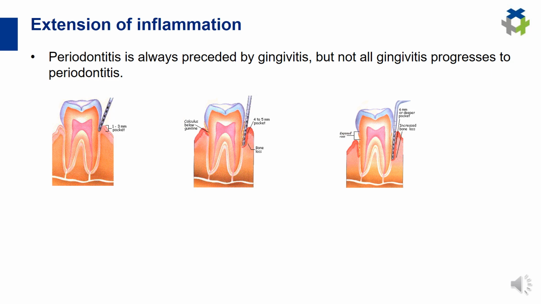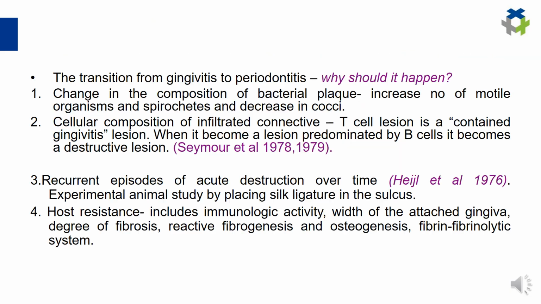How does the extension of inflammation take place? Periodontitis is always preceded by gingivitis, but not all gingivitis progresses to periodontitis. So this is a normal gingival sulcus with a probing pocket depth of 1 to 3 mm. This is a case of moderate periodontitis where you have a probing pocket depth of 4 to 5 mm, where non-surgical management can be done. And this is a case of deep pockets, that is, severe periodontitis, where the probing pocket depth is more than 6 mm, where a periodontal surgical procedure is required.